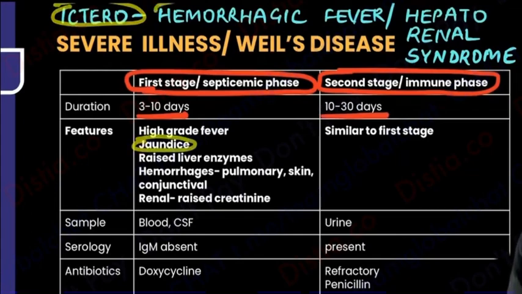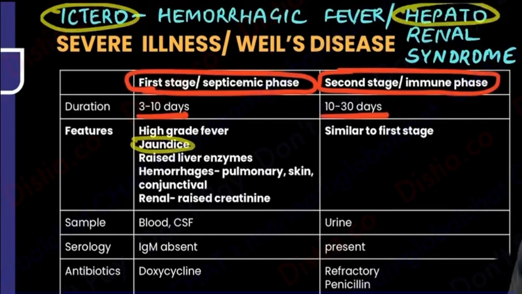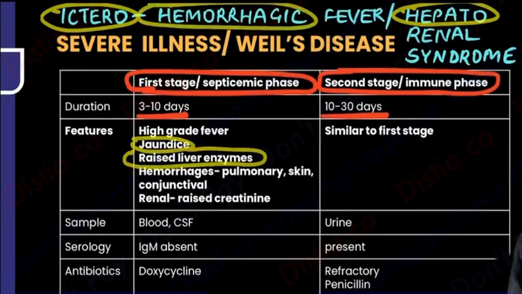Now tell me, if you're saying ictero, I'll pick up jaundice. So jaundice, which organ, ma'am? You are also calling it hepatorenal syndrome. So everything to do with hepato. There will be raised liver enzymes that you're going to notice. Okay, so ictero and liver is done. Hemorrhagic means that these patients are going to have so many hemorrhages on the conjunctiva, the skin, the pulmonary system.